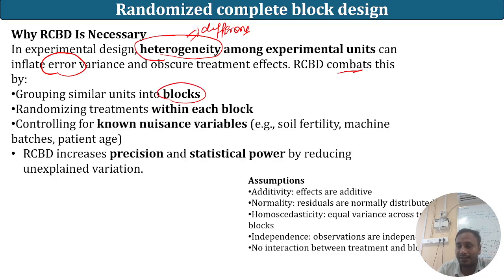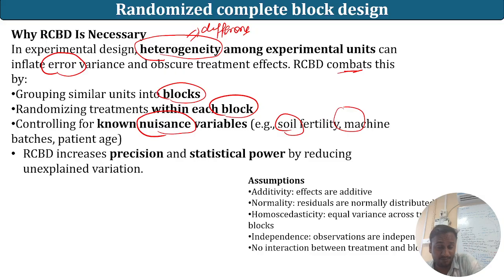So the idea of RCBD is to reduce the error by converting the units into blocks and randomizing the treatments within each block. We randomize separately for each block, and we control the known nuisance factors, like soil fertility and machine batches.